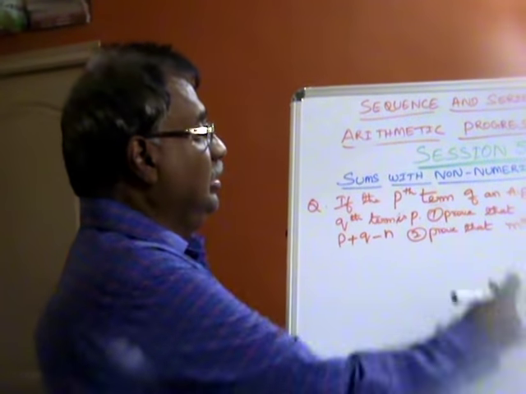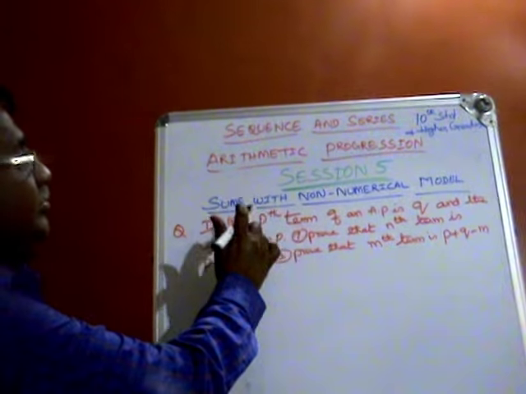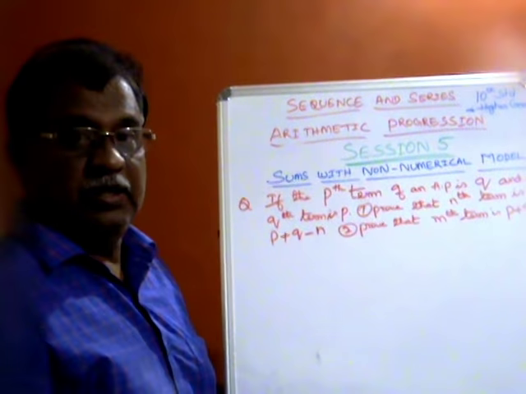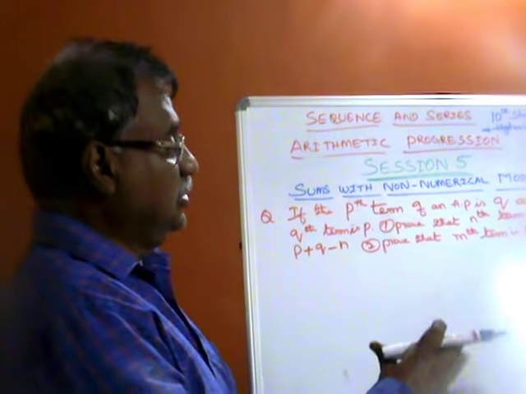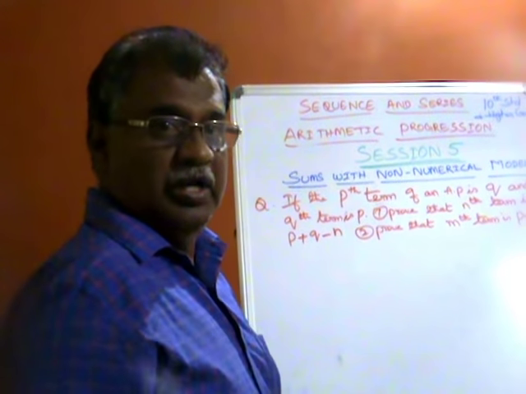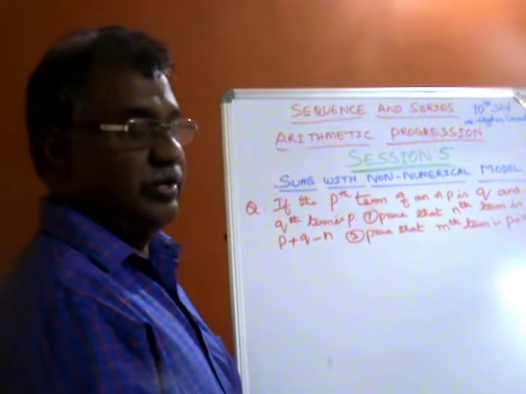Samuel, we have come to session 5. Session 5 deals with non-numerical models, and I hope you understood all the 4 sessions. Try to work out each sum slowly. If possible, write the formulas in the last page so that you can refer to it.